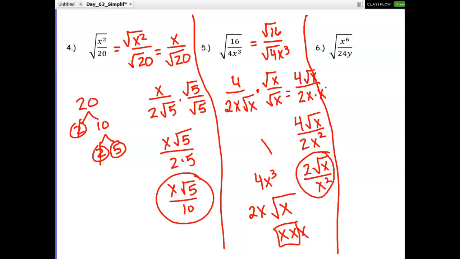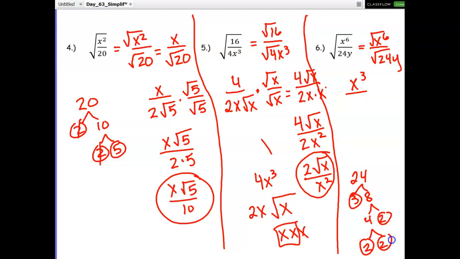All right, the last example we have, number 6, we're going to take the square root of x to the 6th power, okay, and the square root of 24y. When we do that, the square root of x to the 6th power is just going to be x to the 3rd. And the square root of 24y, well, let's look at 24. We get 3 and 8, 4 and 2, 2 and 2. Okay, once we put it in that form, we can put it in simplest radical form. We've got 2 radical 6y.